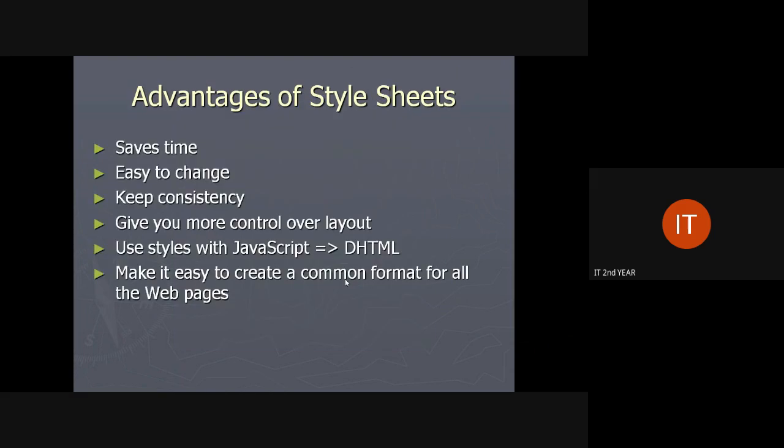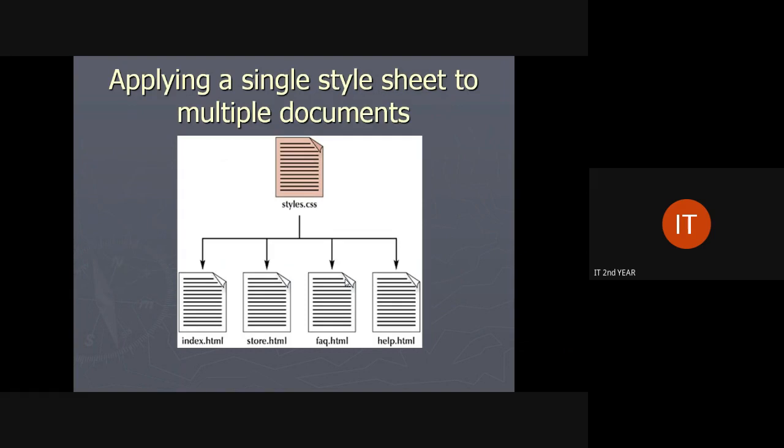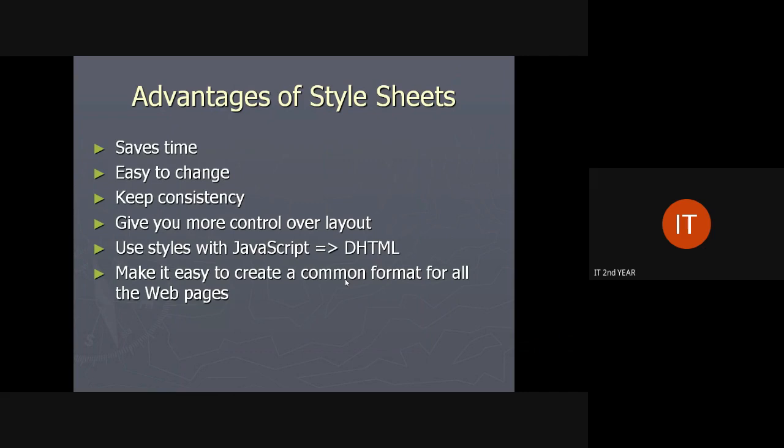So that is why it saves time. Instead of changing the styles in every HTML document, using one particular CSS we can make modifications in as many HTML documents as we want. If there are 100 HTML documents, we can make changes using the single CSS file. So it saves time.